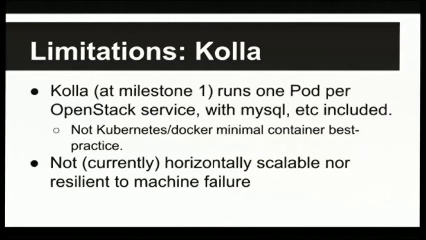But they do have Swift, and they have Glance and things. And Neutron. They have a Neutron node running in there. So recognizing that Kolla is only at milestone 1, it's still very proof of concept. The limitations they currently have are that they run only one pod per OpenStack service.